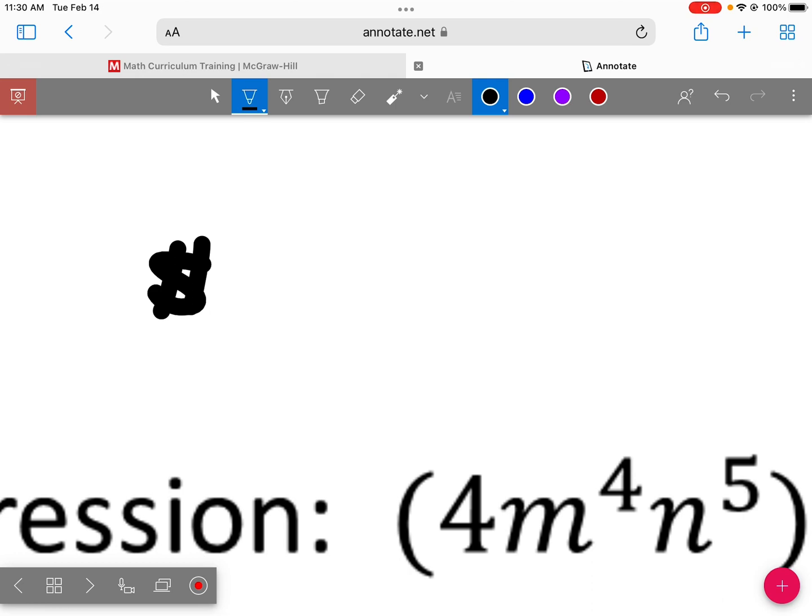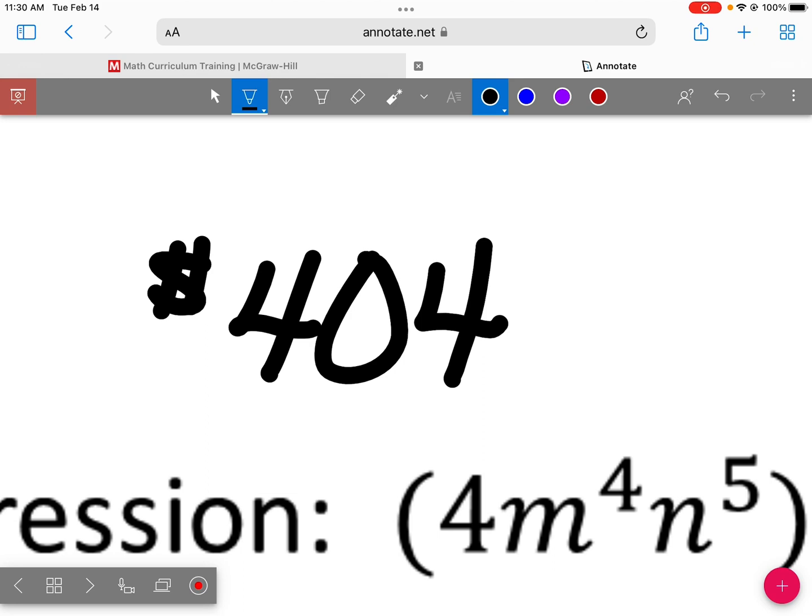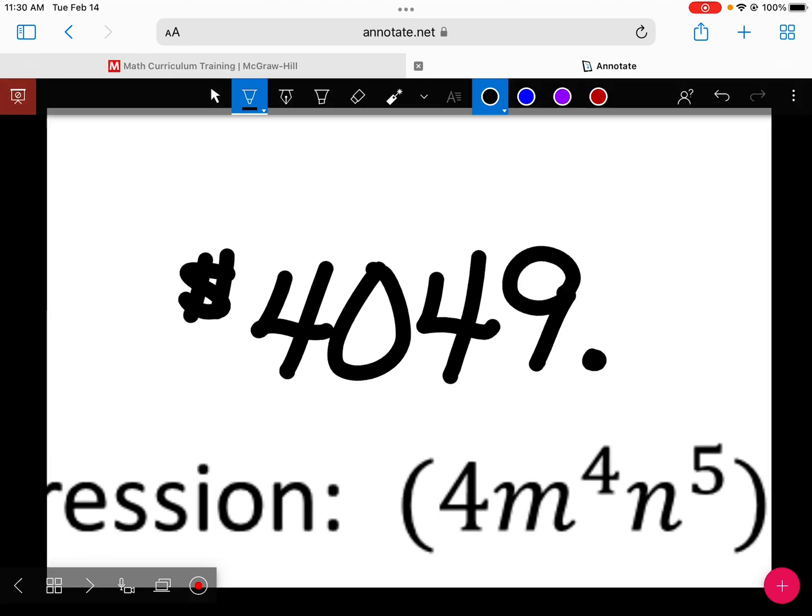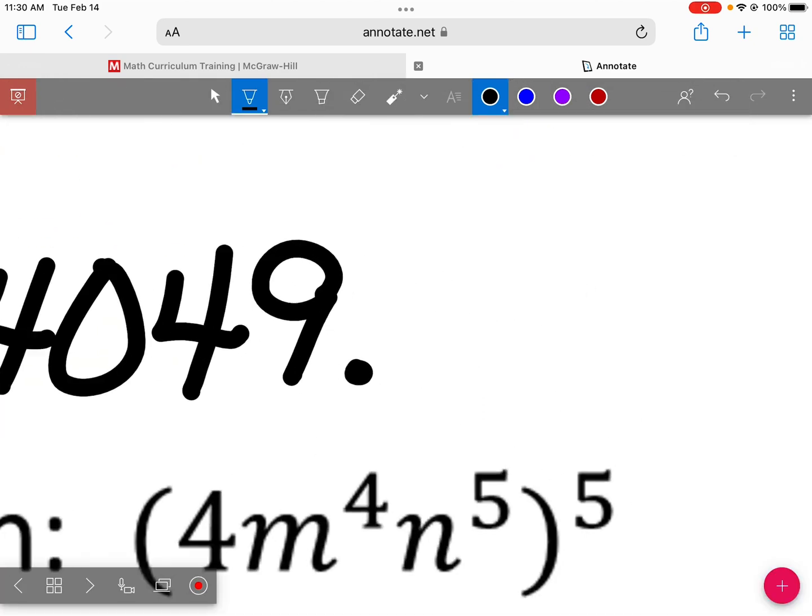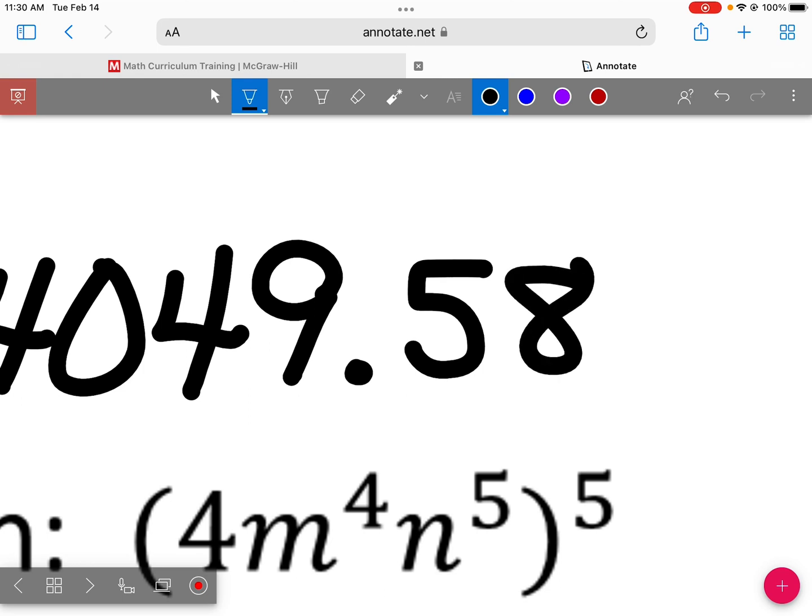I got 4,049.57. I'm doing number 10. 4,049, and what was your change? 57. I would take either one, 57 cents or 58 cents.